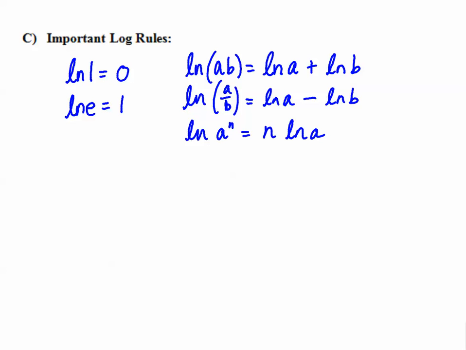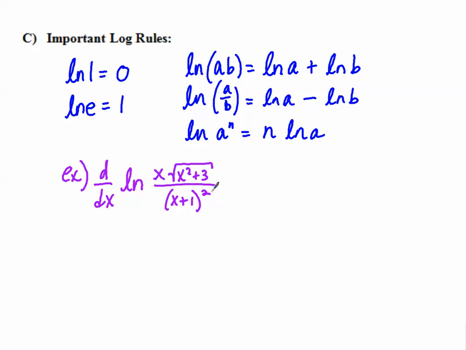For example, for this particular example, you're taking the derivative with respect to x of the natural log of this gigantic expression. And you don't always think that there could be a combination of many of these properties in this one example, meaning I can split this up into 3 different pieces. These are the 3 pieces. I've got a product and a quotient, so let's split it up.